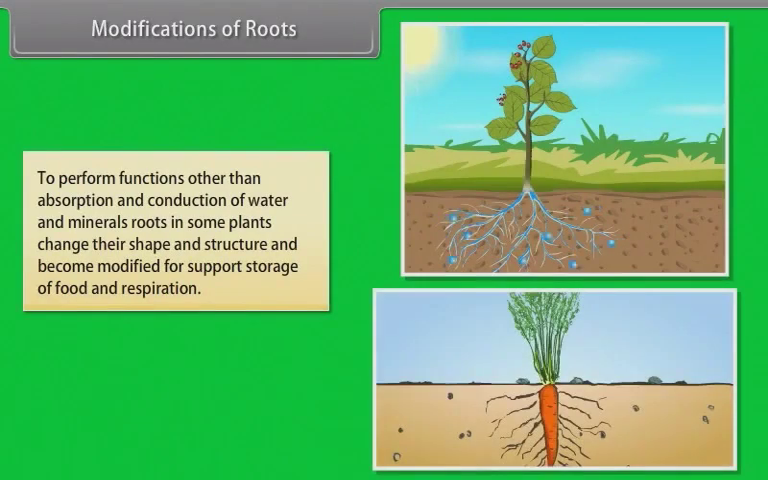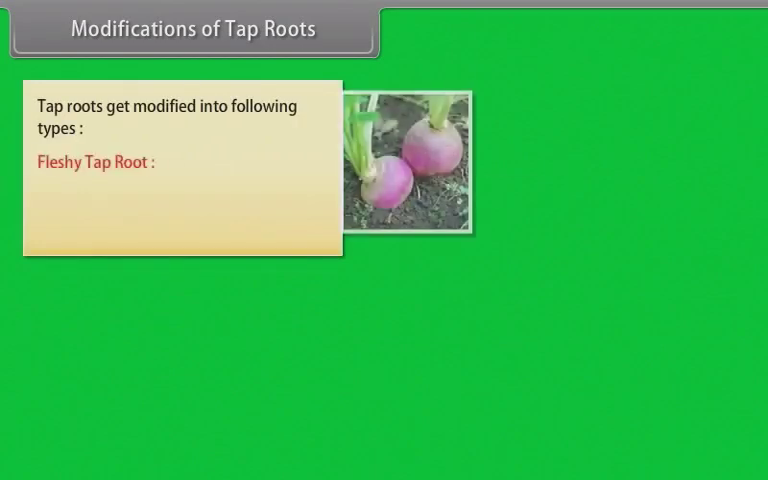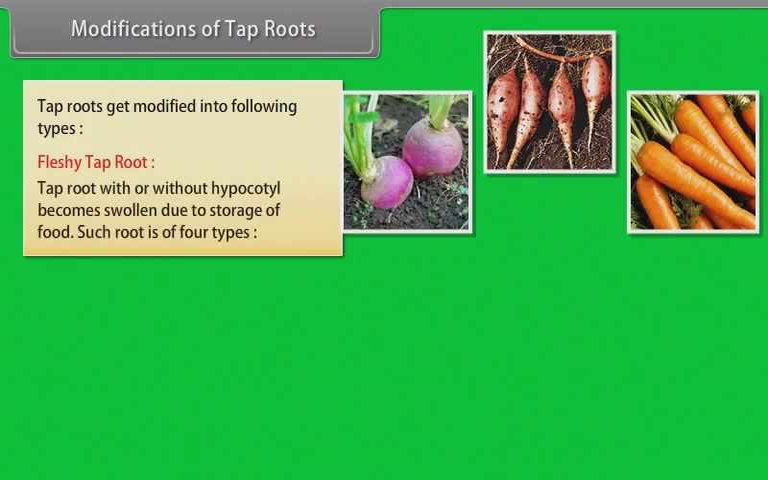Modifications of roots. To perform functions other than absorption and conduction of water and minerals, roots in some plants change their shape and structure and become modified for support, storage of food and respiration. Modifications of taproots. Taproots get modified into the following types. Fleshy taproot, with or without hypocotyl, becomes swollen due to storage of food. Such root is of 4 types.